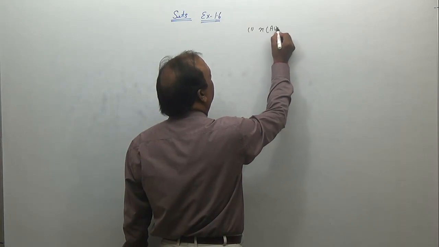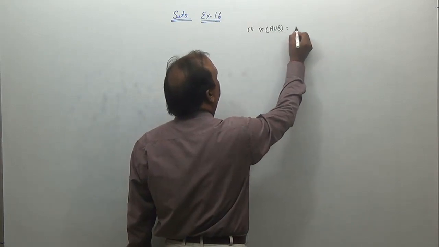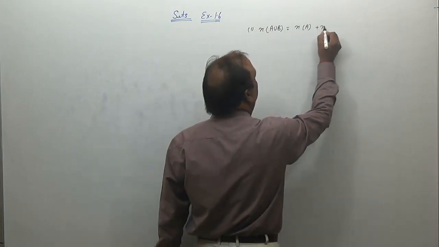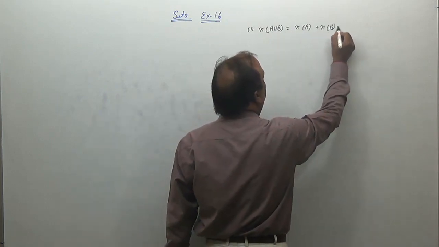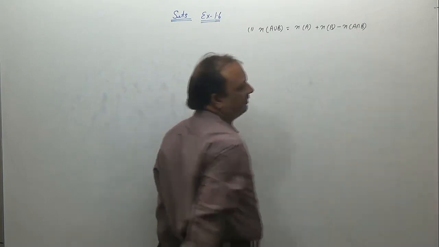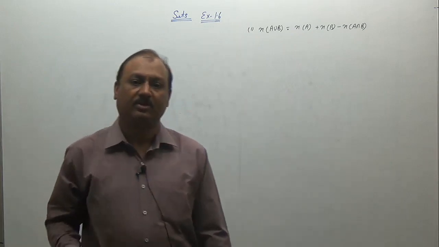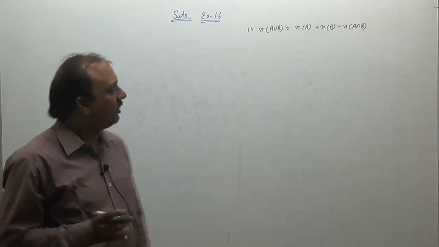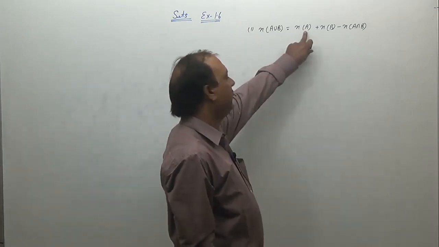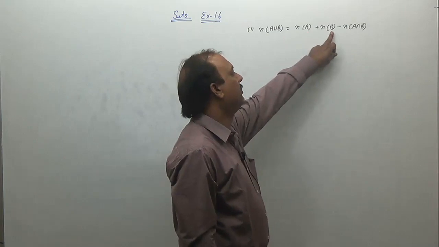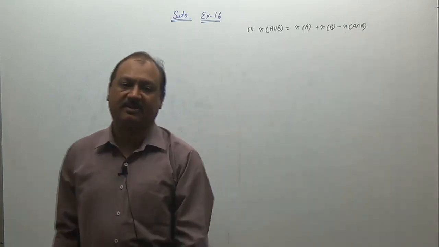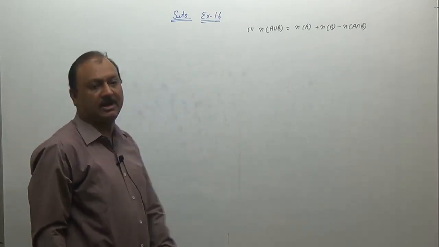The first property: the number of elements of A union B is equal to the number of elements of set A plus the number of elements of set B minus the number of elements in A intersection B. Number of elements is also known as the cardinal number.